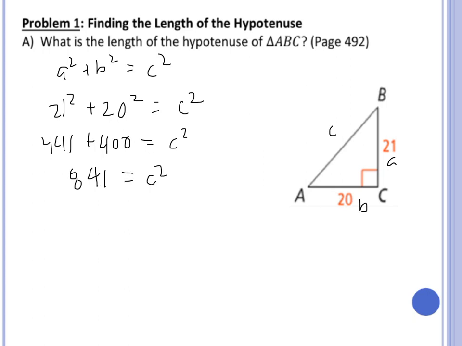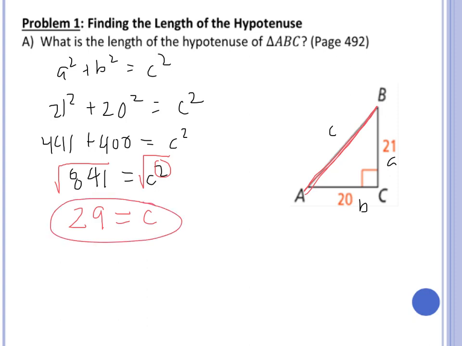Now, in order to get c by itself, I have to get rid of this square right here. I have to take the square root, because that's the opposite of squaring something. Remember, whatever you do to one side, you have to do to the other. So if I take the square root of that, that's going to be 29. Typically, when you take the square root, you should have a positive and negative. But when I'm talking about length here, this is the length of AB, then it's always going to be a positive number. Length should always be positive. So that would be my final answer.